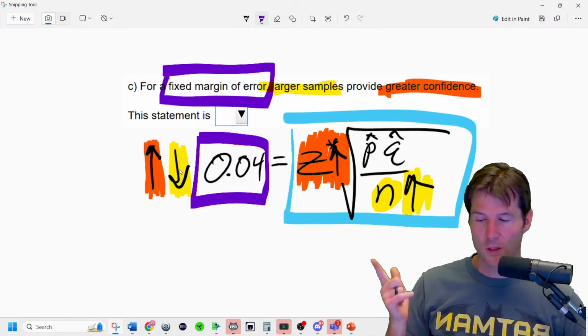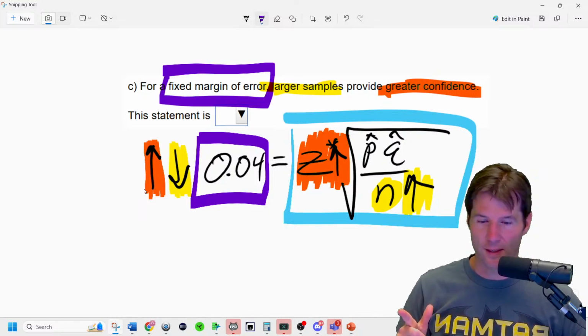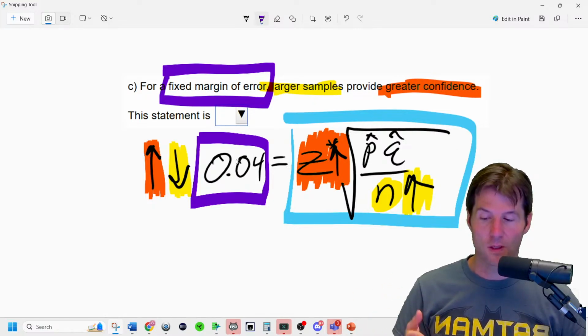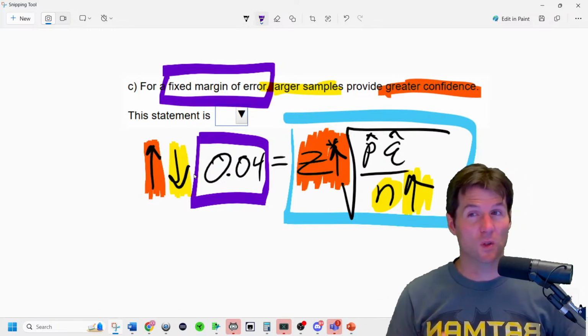If z increases, margin of error gets bigger. Do you follow me on that? So confidence level is determined by z. If z gets bigger, the interval gets more confident and wider. N is the sample size. So if sample size increases, we're dividing by a bigger number and margin of error gets smaller.